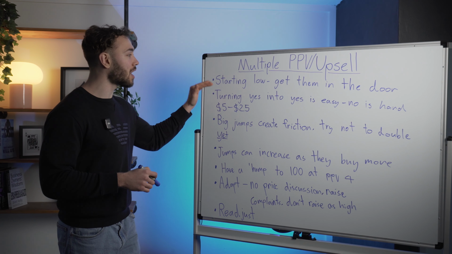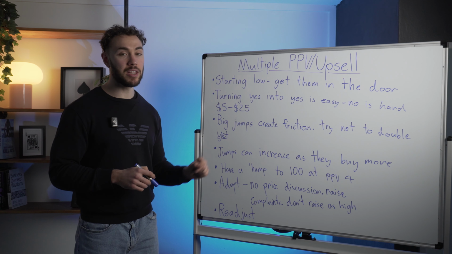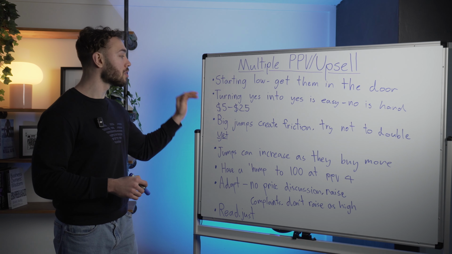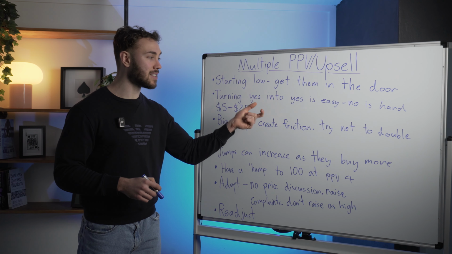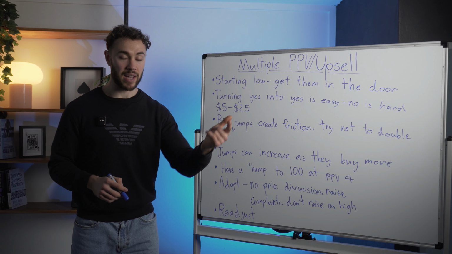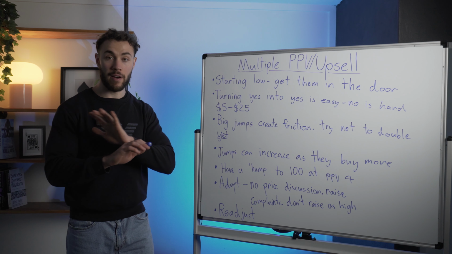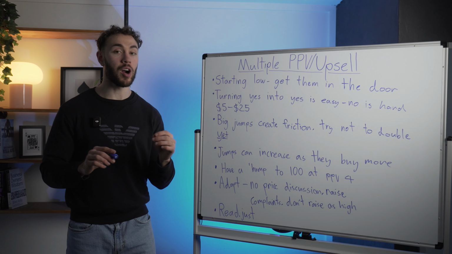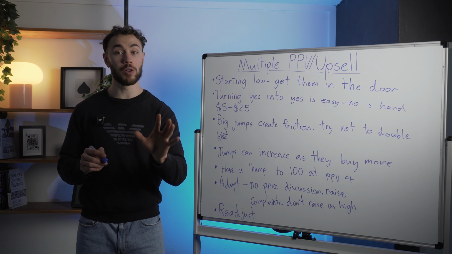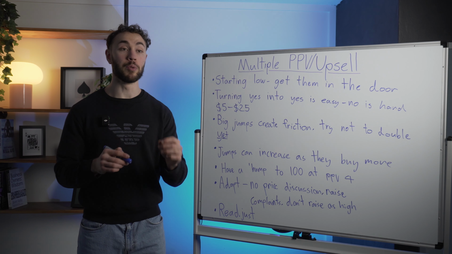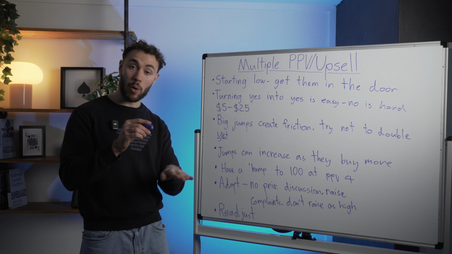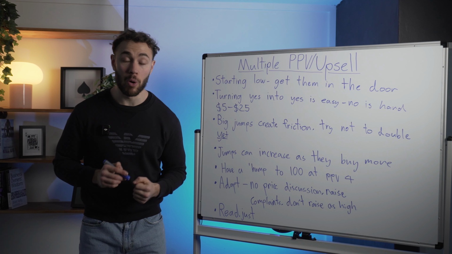You want to be starting with a low price. Getting them in the door is the most important thing, right? That's because turning a yes into a yes is much easier than turning even one no into a yes. People get turned off very quickly. You can try to sell your first pay-per-view for 50 and some people will buy it. But there will be a lot of people that get turned off by that and don't buy it. And if you have gone in lower, they might have spent a lot more than 50.